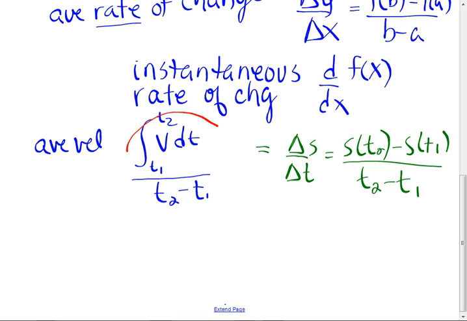What's the antiderivative of the velocity? The derivative of what gives you a velocity? Position. So they're the same, but it depends on what you're given. If you want the average velocity and you're given velocities, you integrate. If you want your average velocity and you're given position, you find the slope. So you may have to look at this again. Okay, that's the mean value theorem.